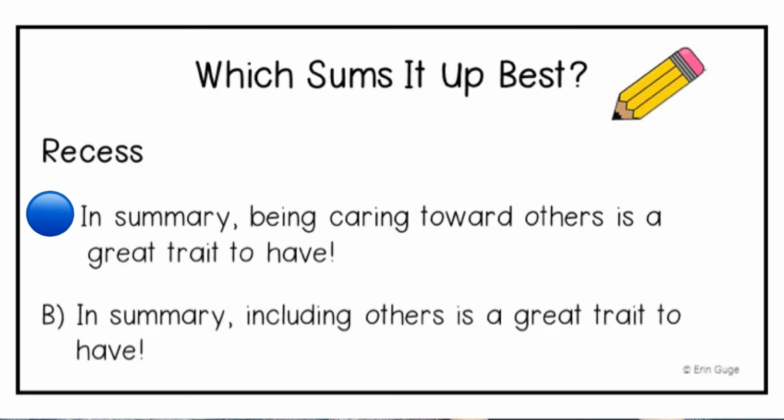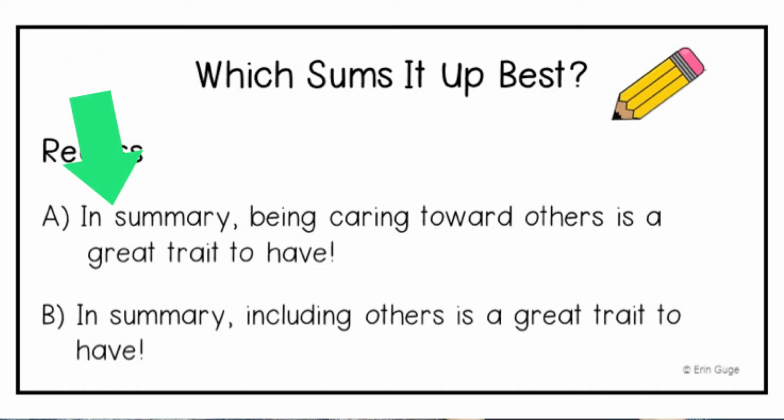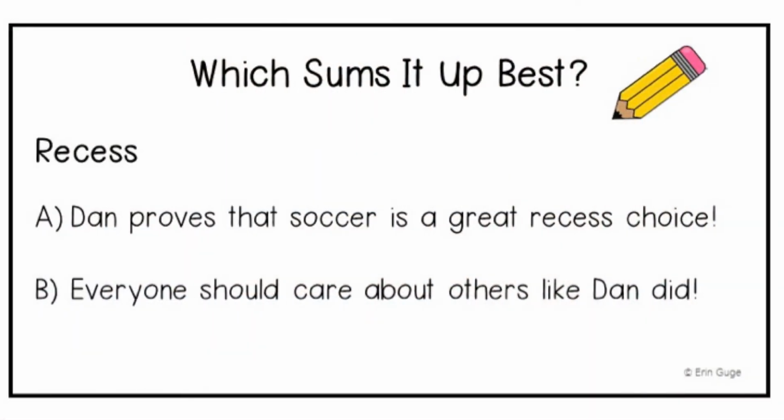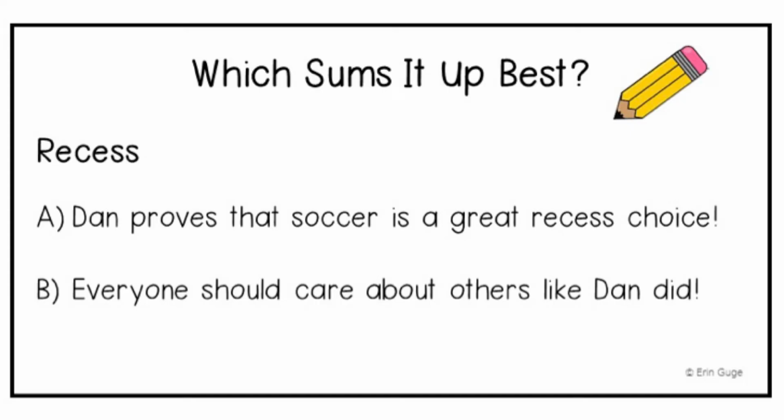In letter B, it is true that he did include someone, but that is just an example of being caring. The whole main idea is about his character trait, caring. And did you notice that we used one of our optional sentence starters, in summary? Let's look at two more choices and see which best sums it up. Choice A says, Dan proves that soccer is a great recess choice.